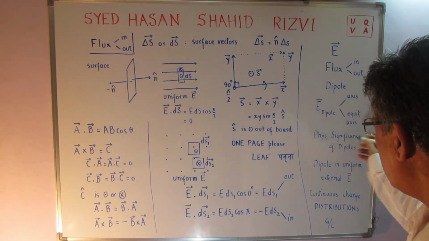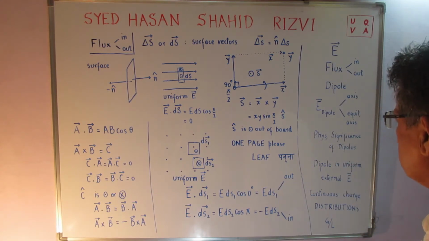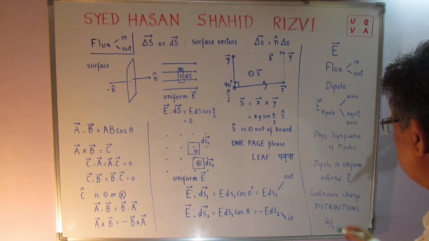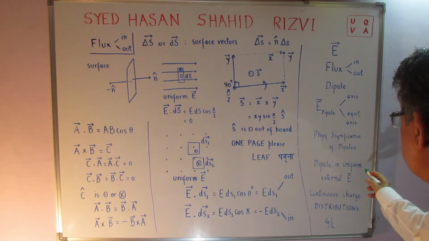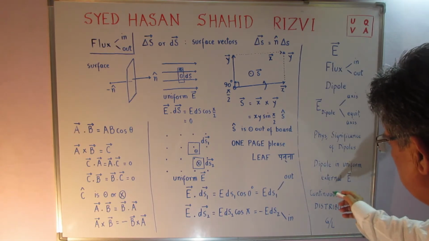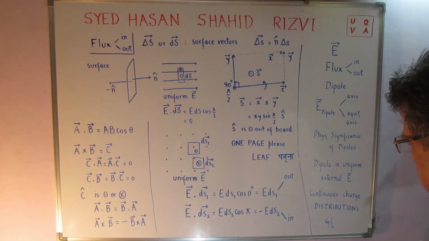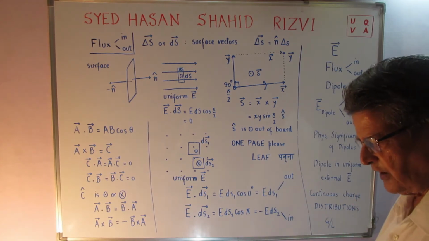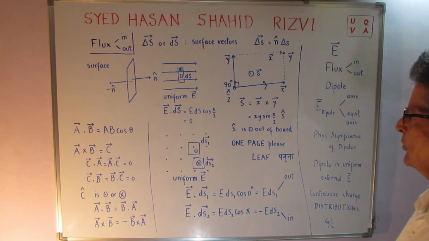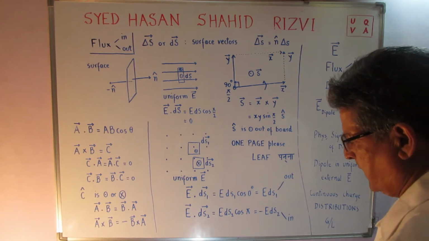Then I will briefly talk to you about the physical significance of dipoles, and then the dipole in a uniform external electric field. And continuing with that, I will talk about continuous distribution of charges and introduce to you Gauss law. Maybe not everything about it today, because I want to introduce to you flux in and flux out, very easy.